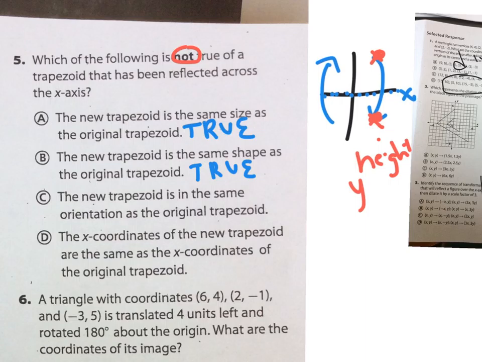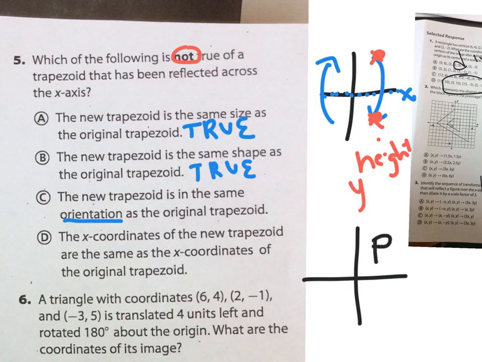Letter C, the new trapezoid is in the same orientation. Now, orientation, remember, is direction. So let me think here. If I decide to draw a shape, let me put in the y and the x-axis, and I were to put a letter in here. Let's look at the letter maybe P.